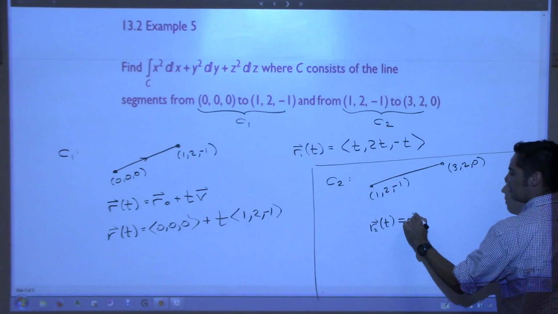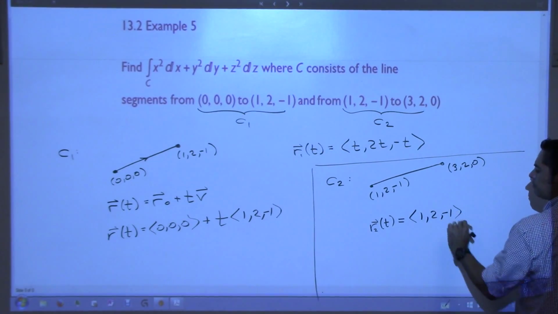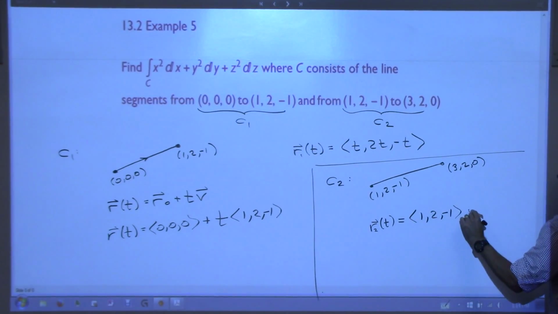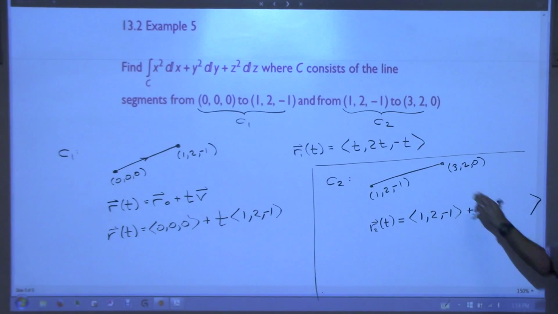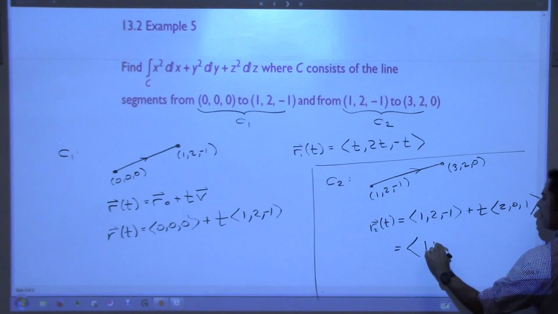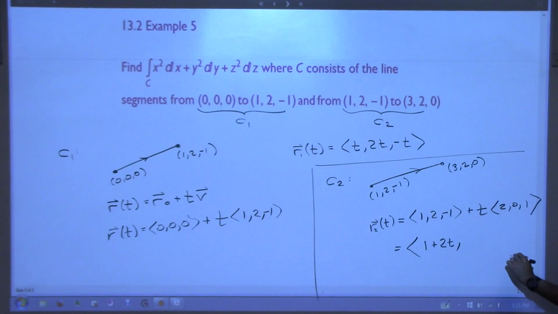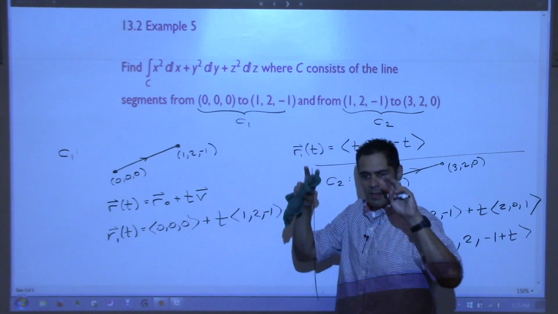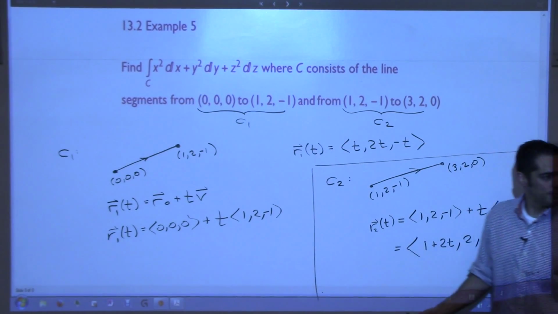R naught, 1, 2, negative 1, that point written as a vector, plus T times the direction vector, which is the vector connecting from here to here, so 2, 0, 1. And then when you put this all together, you get 1 plus 2T, 2, negative 1 plus T. You could write T minus 1, whatever. Any questions on the parametrization of that? I'm keeping these as vector functions, not writing them as parametric equations, but I could easily do that.